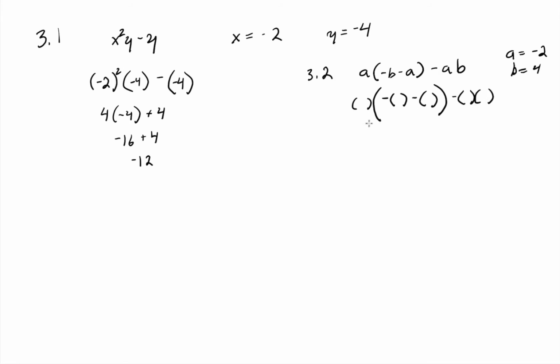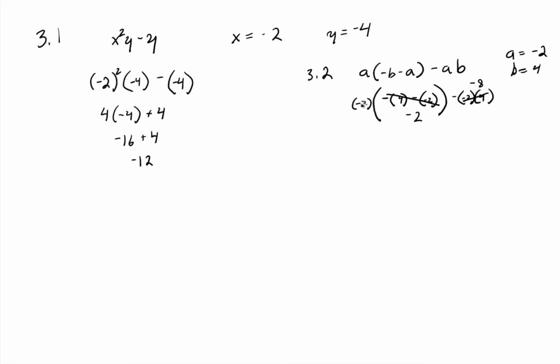Now we drop in our values. We have a -2 here, here, and here, and then we have a 4 in everything else that's left. Now we can perform what's in the parentheses first. We have a -4, we have minus a -2, so it's going to be plus 2. So that's going to become a -2. And we have -2 times 4, so that's going to be a -8.